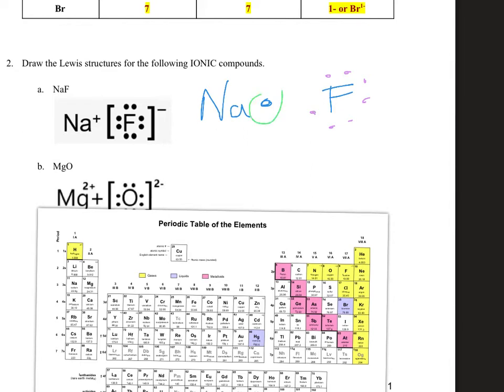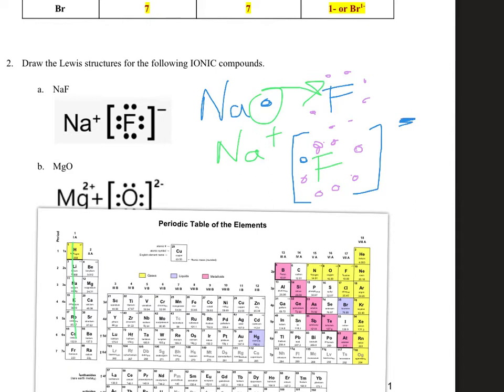So this electron will go over there, it'll be lost, and that becomes an Na plus because it loses that 1 electron. Then that fluorine will now have 8 valence electrons. So you put these in a bracket to hold them in, and you gained 1 electron, so it becomes a 1 minus.